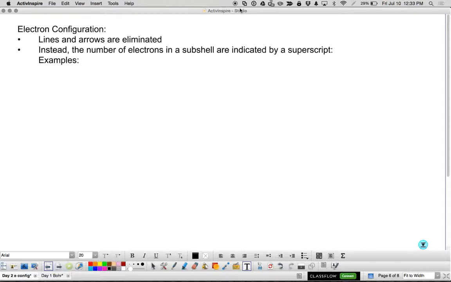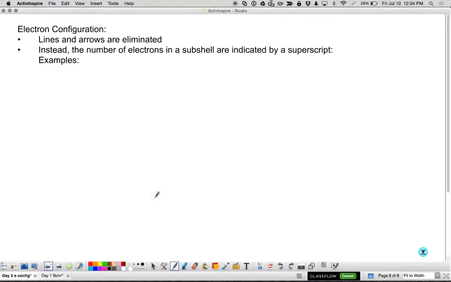All right? So here, with electron configuration, this is great because the lines and the arrows are eliminated. Instead, the number of electrons in a subshell are indicated by a superscript above the label. So let's take an example like oxygen.